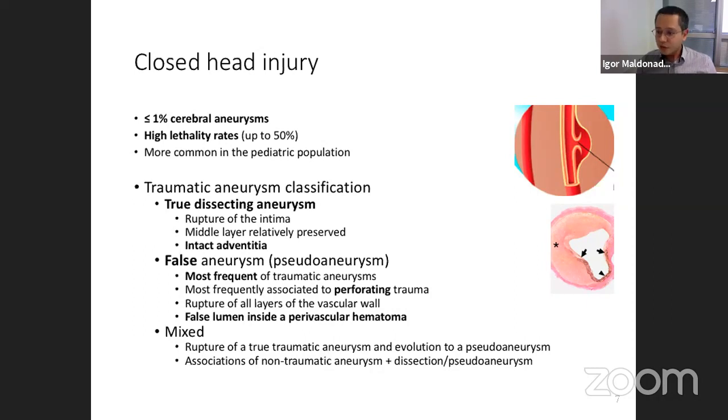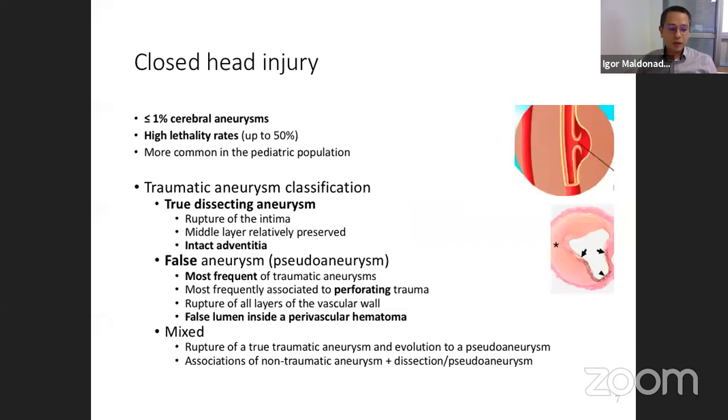So those are fragile aneurysms. They rupture a lot. In the context of a head injury, this closed head injury was described as being more common in the pediatric population. And we have three main types that have been proposed. There is more than one classification for this. It's not the only one.